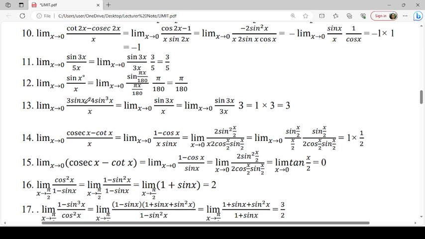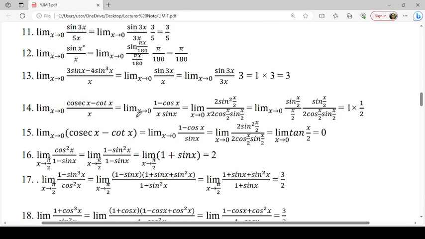Then this one is 3 sin x minus 4 sin cube x by x. So this is also the same: sin 3x equals 3 sin x minus 4 sin cube x, this is a trigonometric result. So sin 3x by x, we multiply by 3 and divide by 3. Sin 3x by 3x is 1, so this value is 1. So these are also some examples.